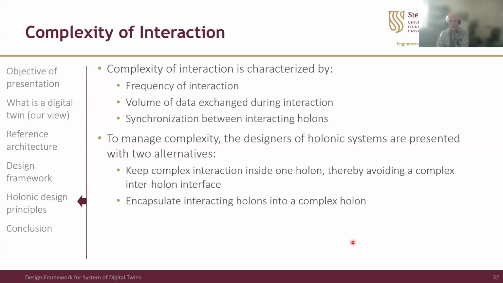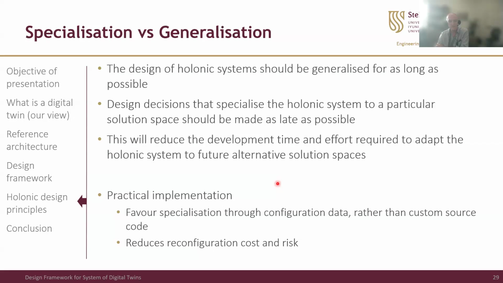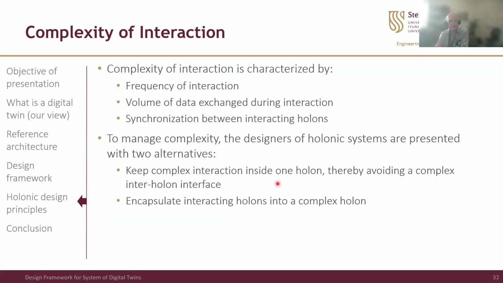And then the complexity of interaction is probably the most difficult principle to apply, because it's this notion of how modular should you be. So we look at the frequency of interaction, the volume of exchanged information, and the synchronization between interacting holons. And the question often is: is it multiple holons interacting with complex interactions, or is it one complex holon with the complex interaction inside? So the choice between those two is quite difficult, and we often go back to the other principles, particularly the specialization versus generalization. If we can generalize it, then we prefer to keep the module separate. If we cannot, then we may want to rather integrate it into one digital twin or one holon.